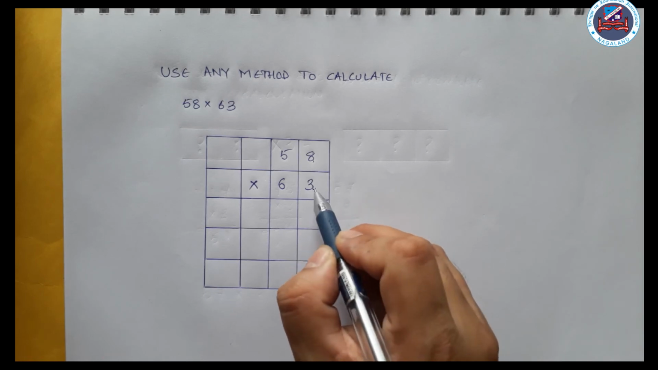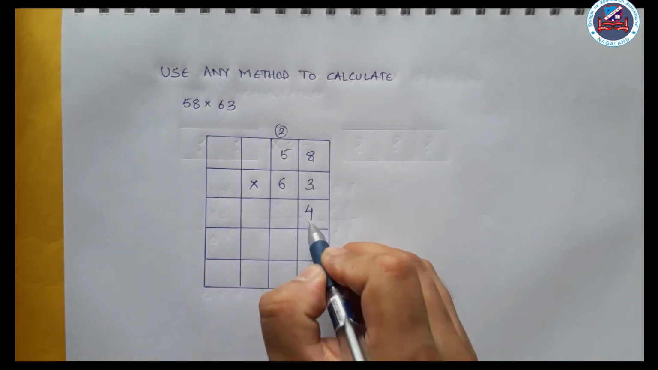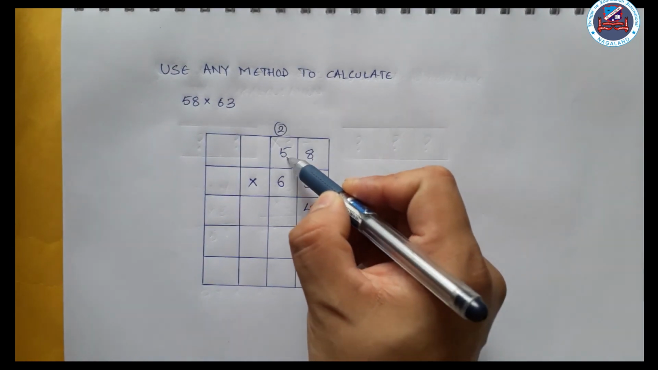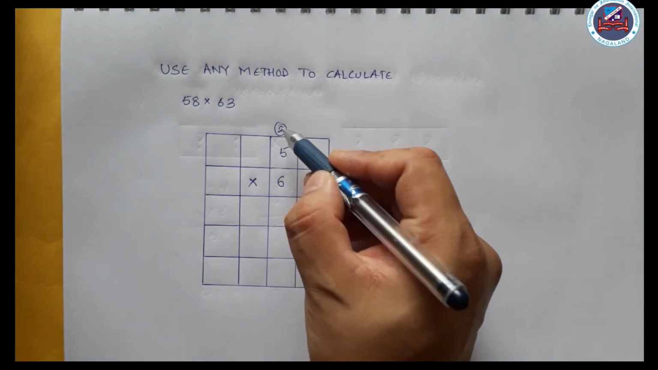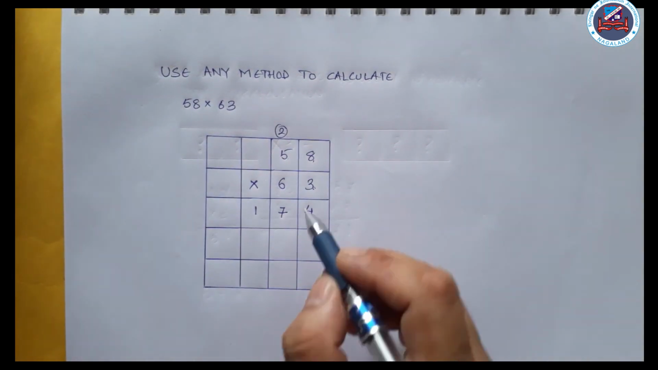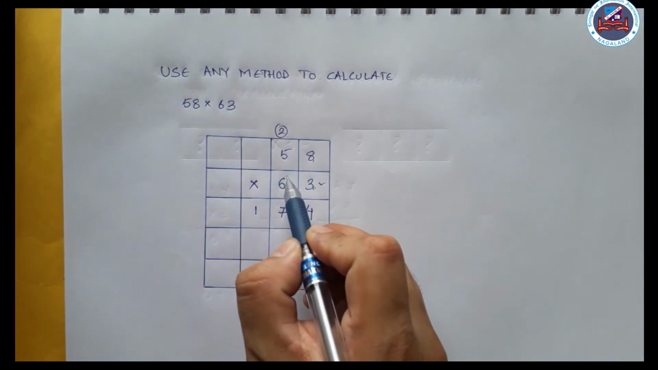Now you start multiplying. You start from the number which is at the back. 3 into 8. 8 threes are 24. 2, 4. Just like the normal multiplication. 3 into 5 is 15 plus 2 is 17. Now this number you have already multiplied. Now you move on to this number.